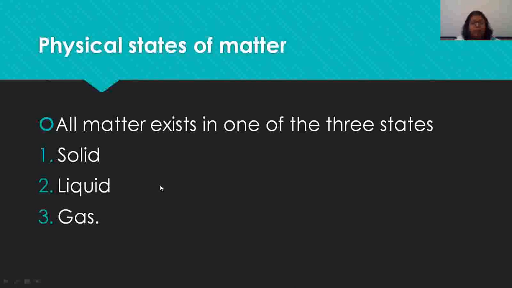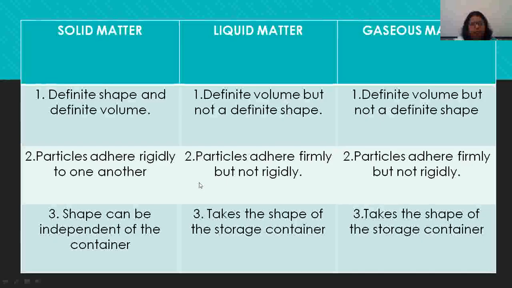Now, tell me, students, all of you are aware of the physical states of matter, right? The physical states of matter exist in three states: solid, liquid, and gas, right? Now, we'll go quickly into the detail of solid, liquid, and gaseous matter. Solids have definite shape and definite volume. Liquids do not have a definite shape but have a definite volume. And gases have neither definite shape nor definite volume. I think all of you are aware of these properties.